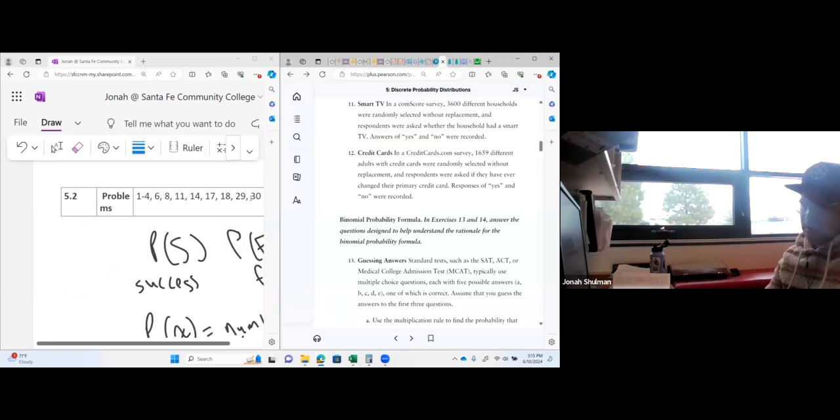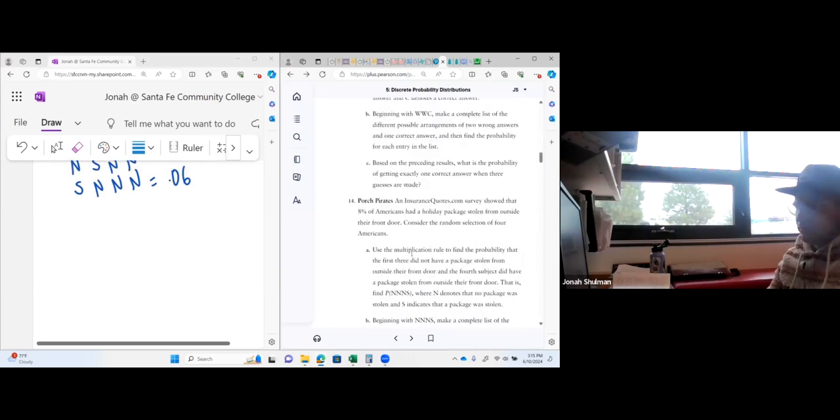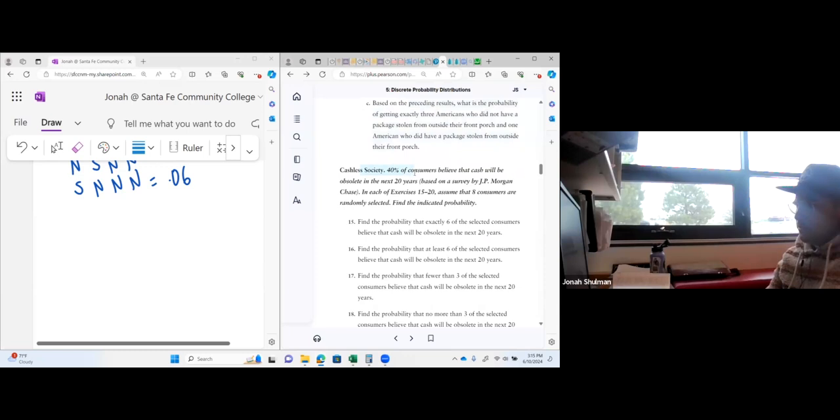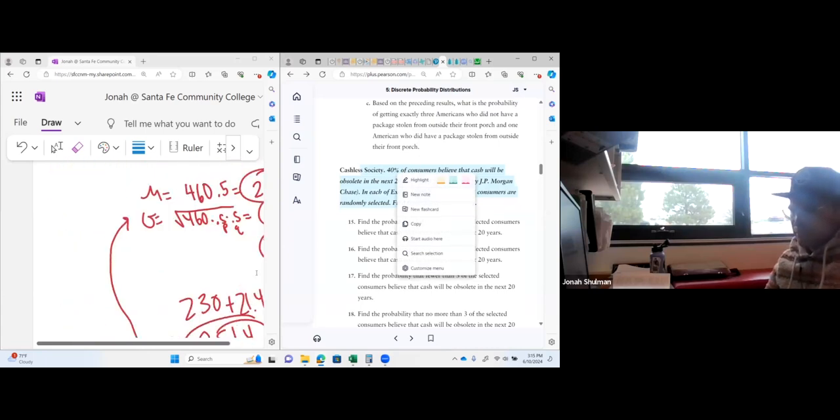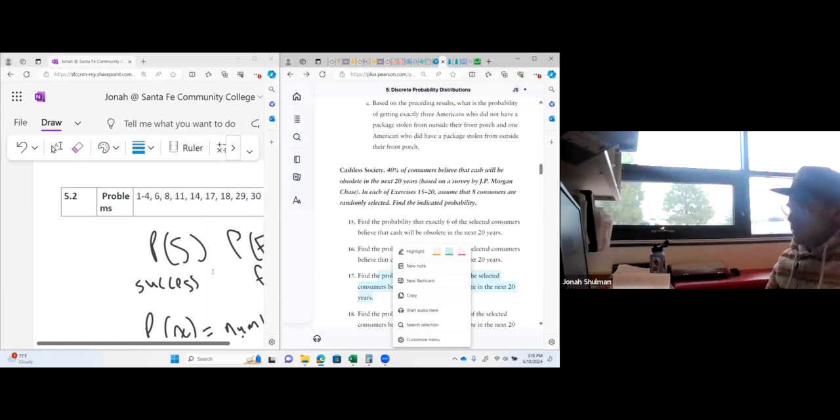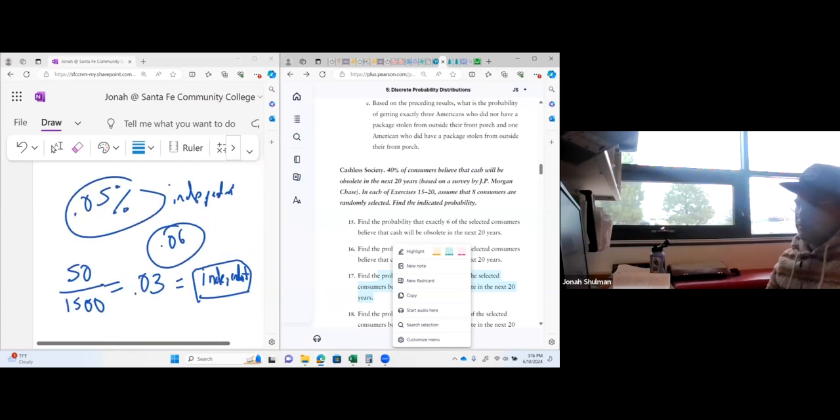Let me do one more of these. Let's do 17. 40% of consumers believe that cash will be obsolete in the next 20 years. Find the probability that fewer than 3 of the selected consumers will believe that cash will be obsolete in the next 20 years. I'll do 15 and 16.